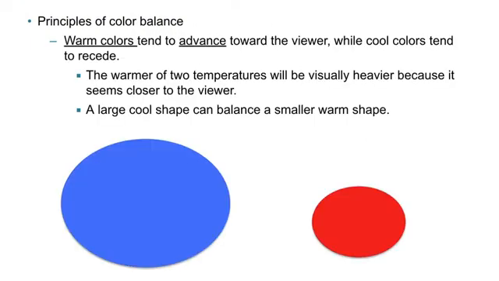Color balance, something we'll get into in our next unit. Warm colors tend to advance towards the viewer. So in this case, the warm color is the red, and it appears to be popping out of the page. Cool colors like this blue recede and sort of seem to fall away from the viewer. The warmer of two temperatures will be visually heavier because it seems closer to the viewer. So a large cool shape like this blue oval can balance a smaller warm shape.